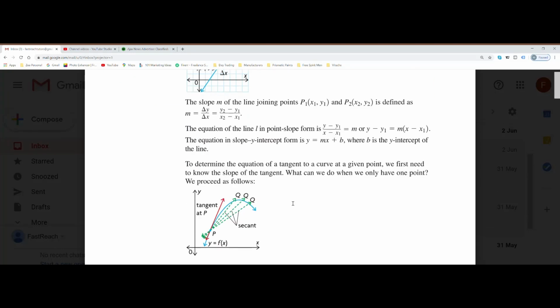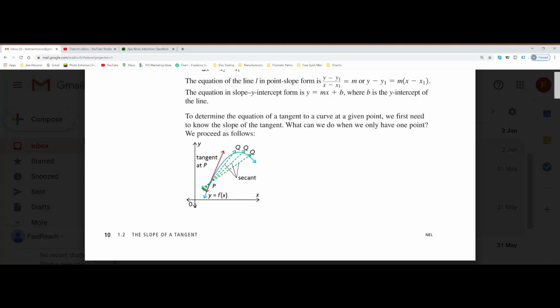For instance, if we look at this example, there is point P, and we're trying to find the slope at point P. So what you have to do is look at another point on the curve, which is Q. The line that joins P and Q is called the secant. And as you move the secant more and more closer to P, you are going to get the true slope of P.